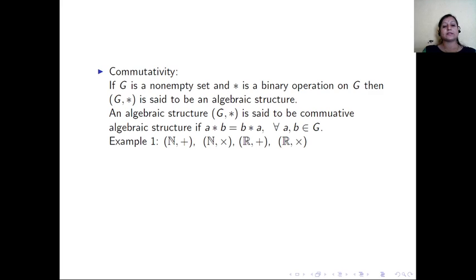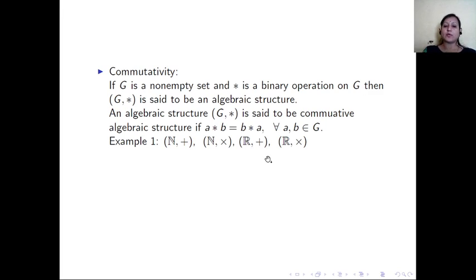So this is the commutativity of binary operation star. Then let us consider the example. Here on set of natural numbers, addition is a commutative binary operation, because if we consider addition of two elements a plus b, it is also same as b plus a. Similarly, multiplication is a commutative binary operation on N. Addition and multiplications are commutative binary operations on set of real numbers.